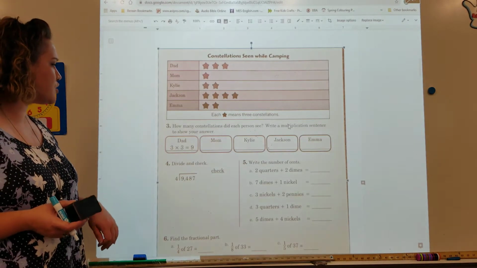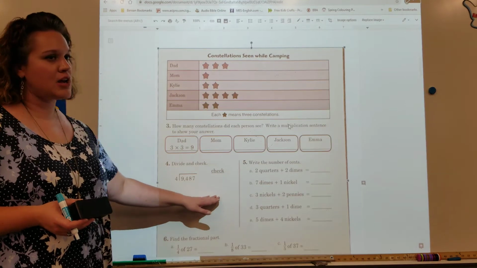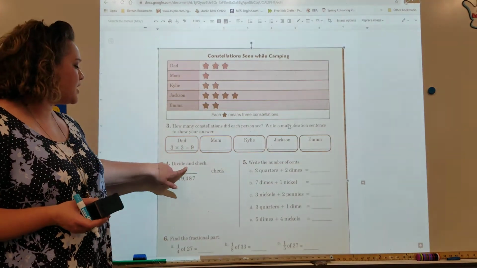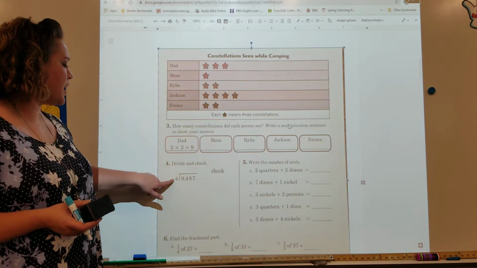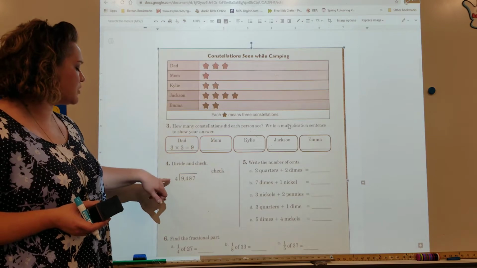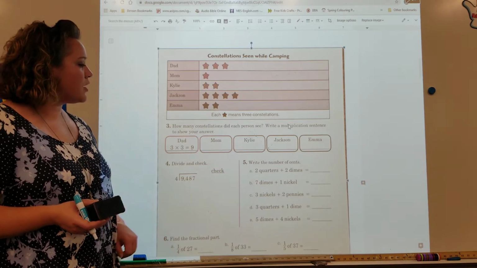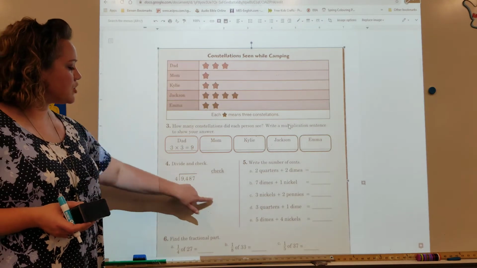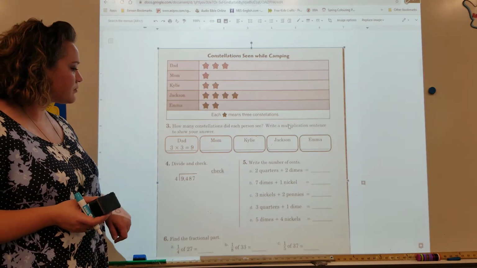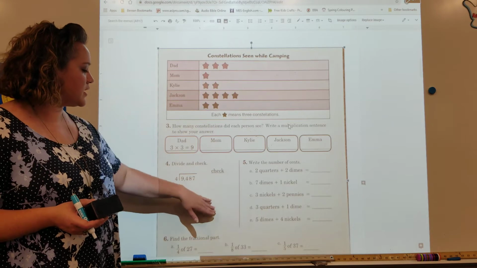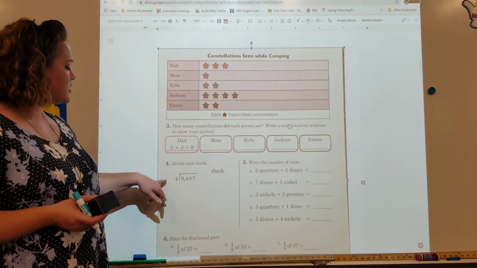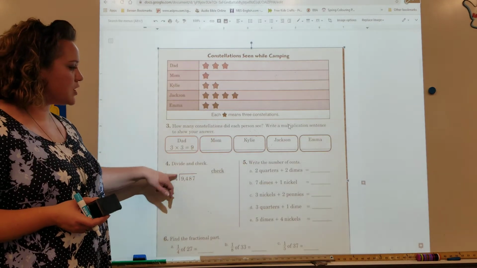Section number 4, you're going to divide and check. Remember to multiply your answer from here by your dividend so that you can get your product in. So you check and make sure that they match up, your dividend and your quotient. So that's the one that you have to make sure that you check on this one.